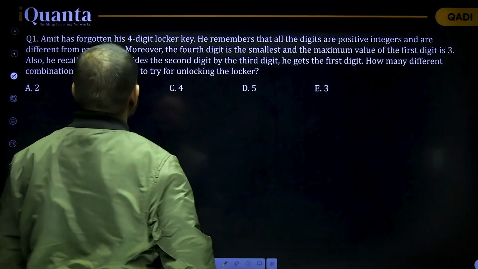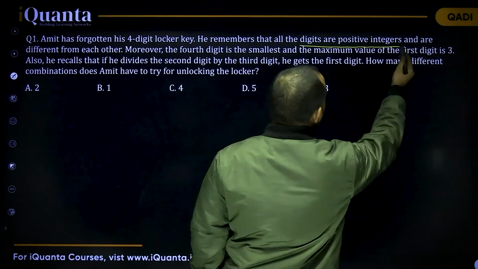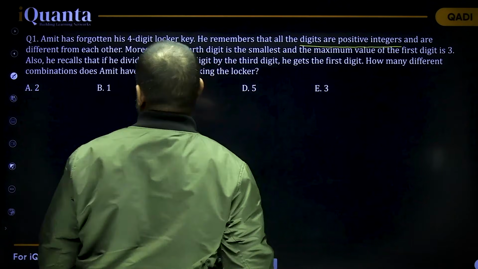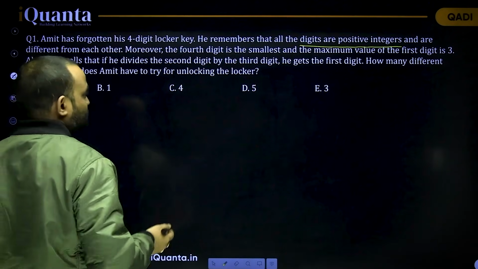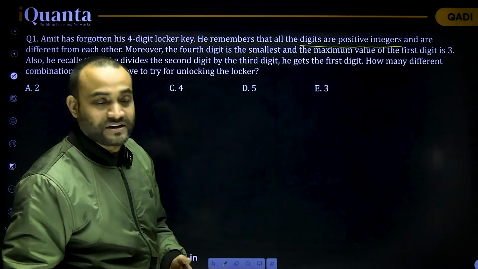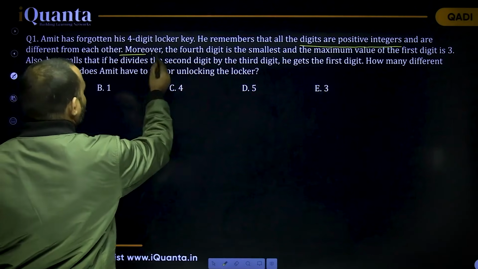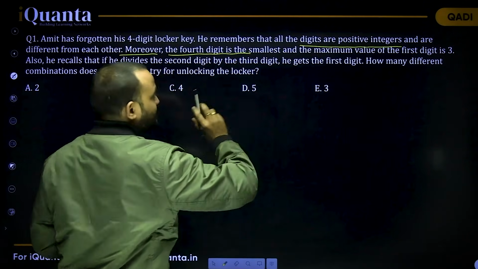Amit has forgotten his 4-digit locker key. He remembers that all the digits are positive integers and are different from each other. So basically all the digits that we can take are 1, 2, 3, 4, 5, 6, 7, 8, 9, and all the 4 digits are distinct from each other. Moreover, the 4th digit is the smallest.